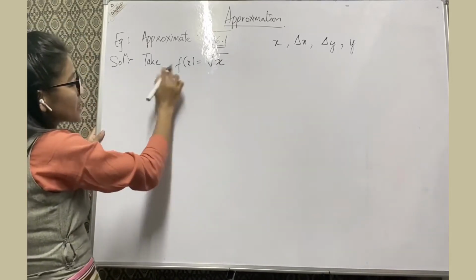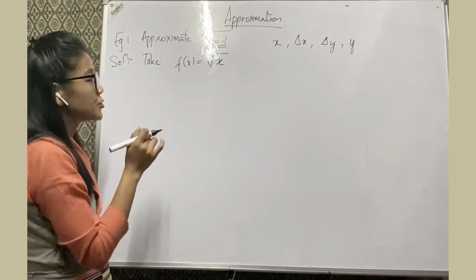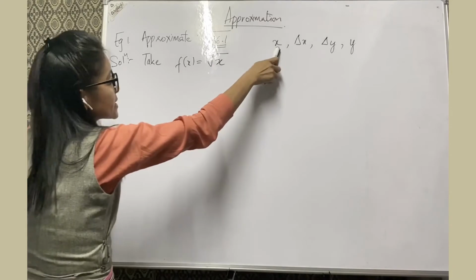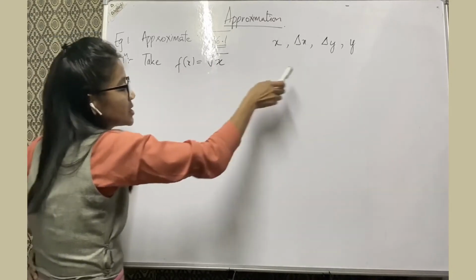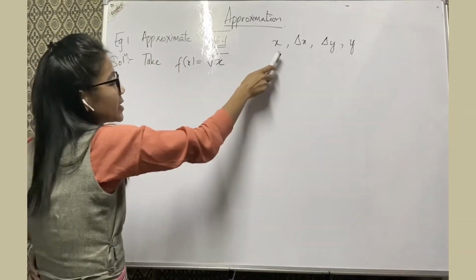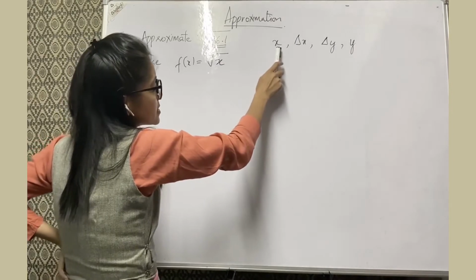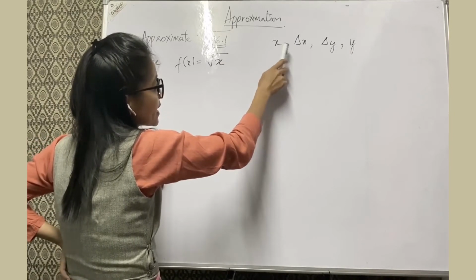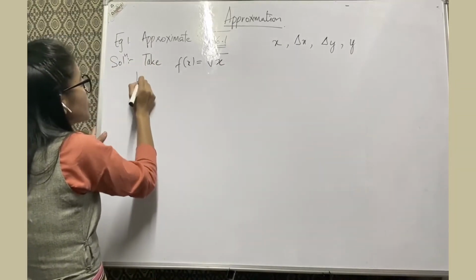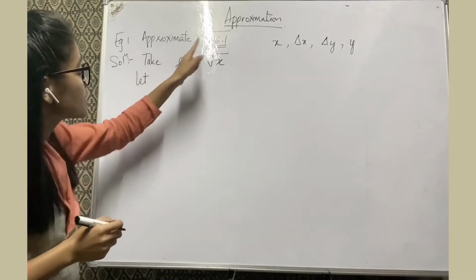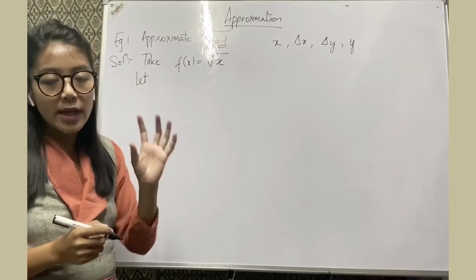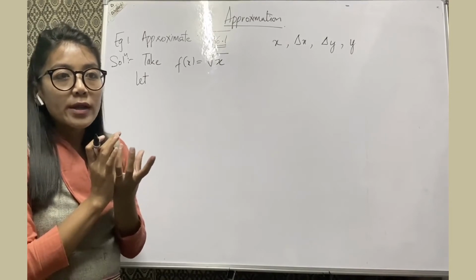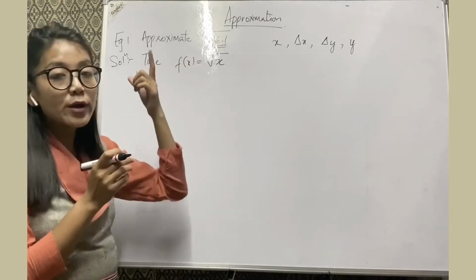Then after defining your function, you have to suppose x and delta x. Now f of x means y, we already got this, right? Now you have to substitute x and delta x. Now you look at this value 36.1, and your function is square root of x.